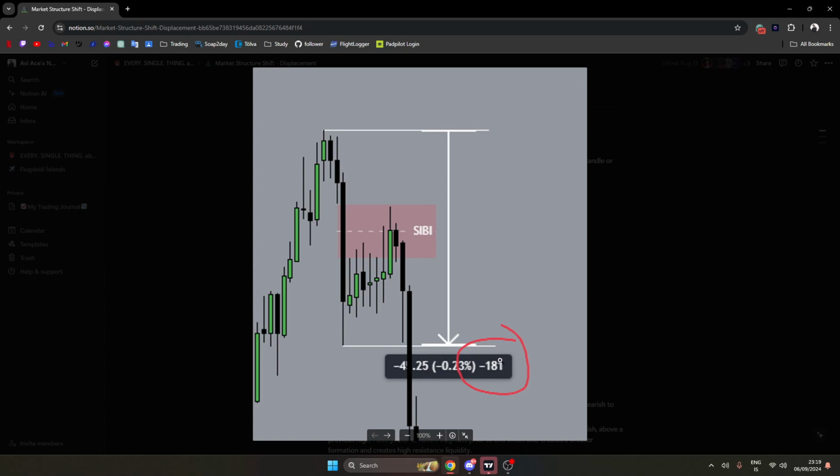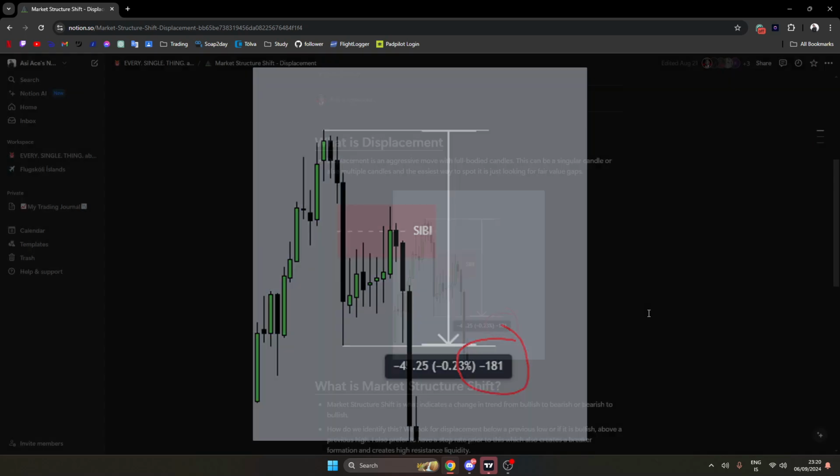This is NASDAQ NQ, by the way. I don't trade ES or S&P 500. This is NASDAQ. So this is the high. This is the low. The high and the low itself is 181 ticks, creating a fair value gap with it. So this right here is a valid displacement with the breaker structure.